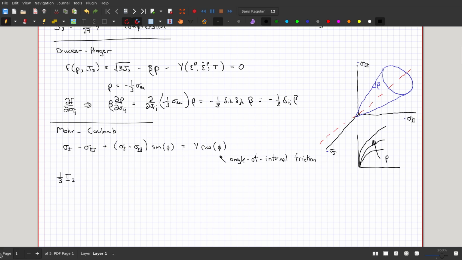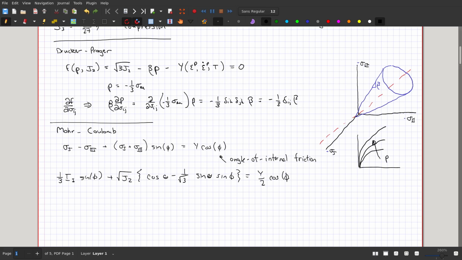So I1 is the first invariant of the total stress, not the deviatoric stress, plus J2 cosine theta minus 1 over square root of 3 sine theta sine phi equal to 1/2, y over 2 cosine phi.